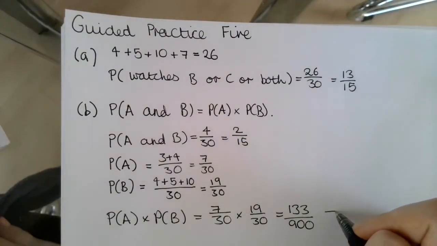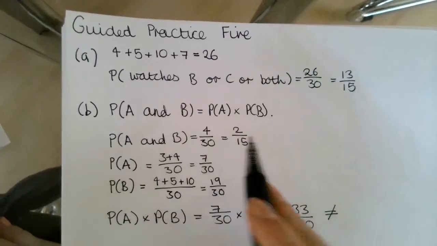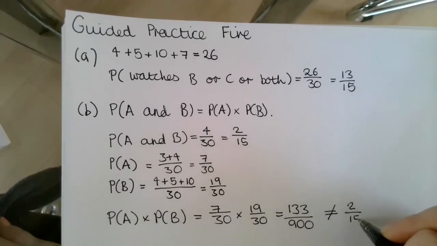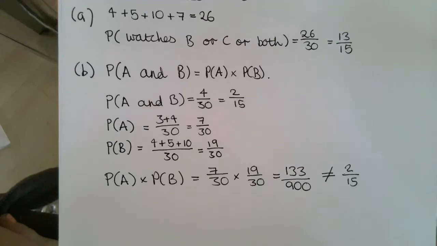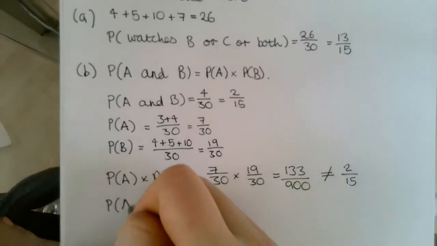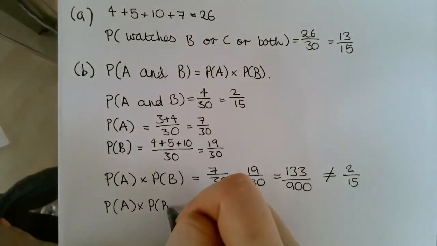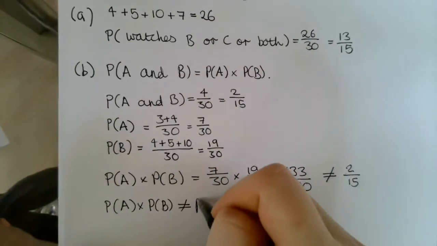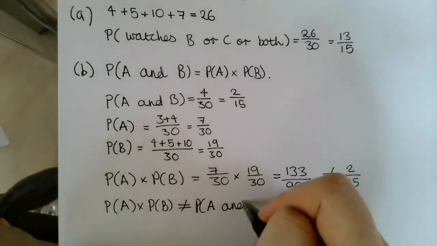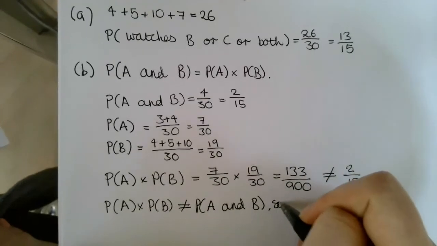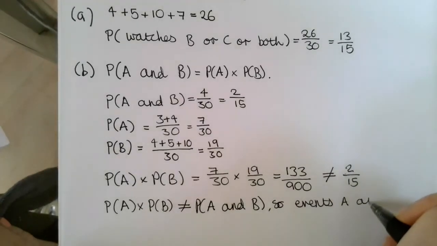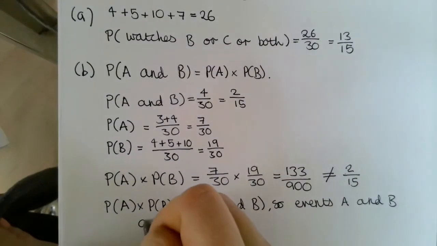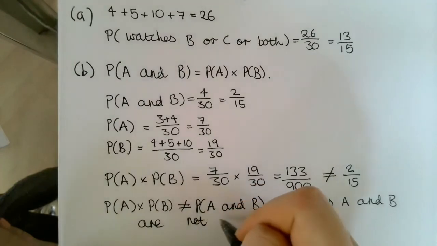That is not equal to the probability of A and B, which was 2 over 15. So we know that they're not independent, but we need to now write a conclusion to say that. So probability of A multiplied by probability of B was not equal to probability of A and B. So events A and B are not independent.